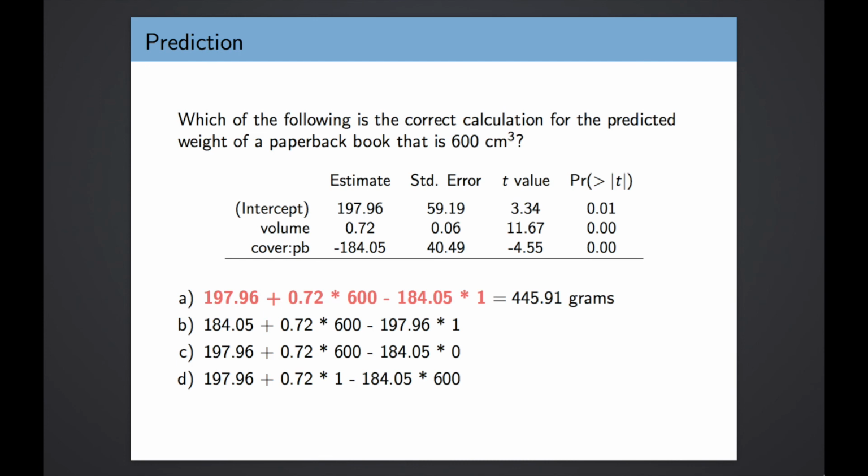So our estimated weight is the intercept plus the slope parameter for volume times the book's volume, 600 cubic centimeters, minus the slope parameter for cover times the value of cover. Since we have a paperback book, the value for cover is 1. And so when we solve all of this out, we're going to end up with a predicted weight of 445.91 grams for a book that is a paperback with this particular volume.